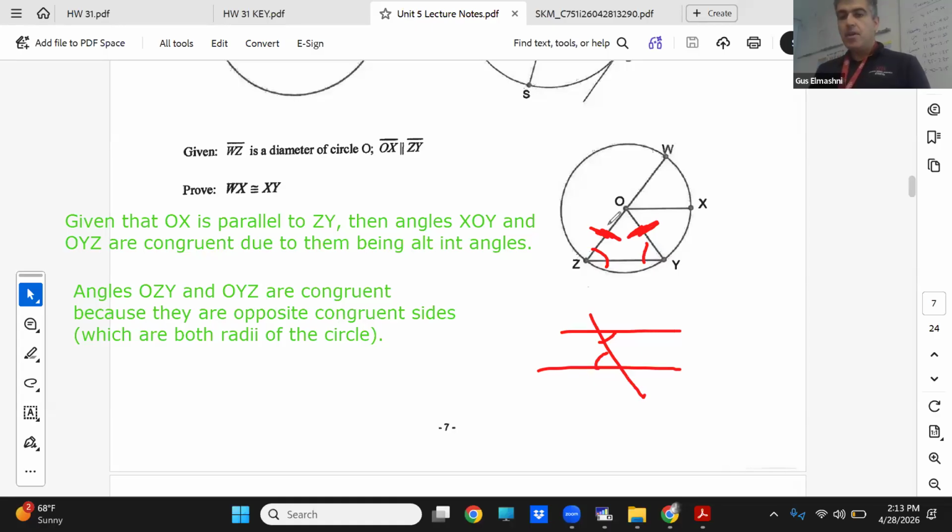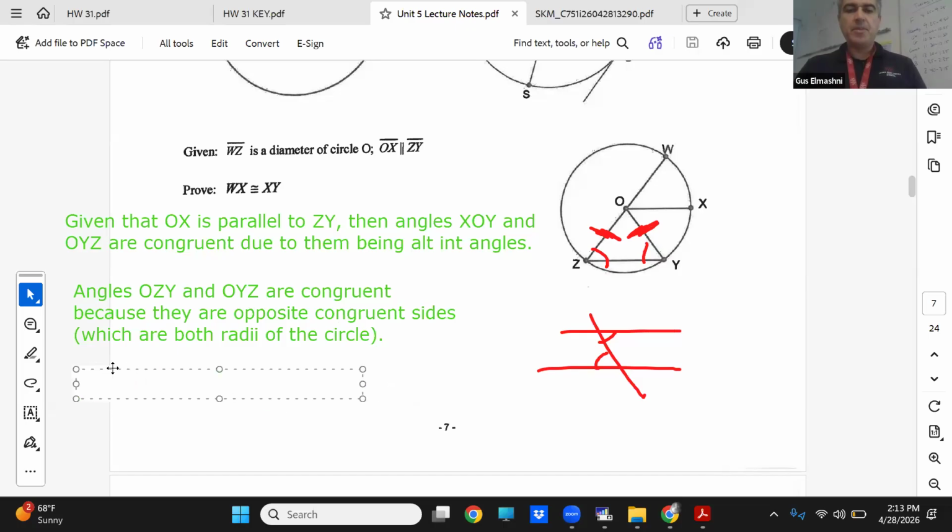SAS. What triangles are you saying? We're not talking about triangles. We're just talking about angles. All I want right now is to prove the angles are the same. You'll see in a moment why I'm doing that. Okay.